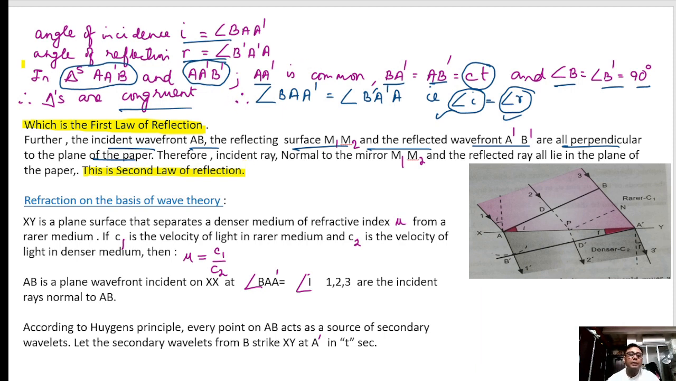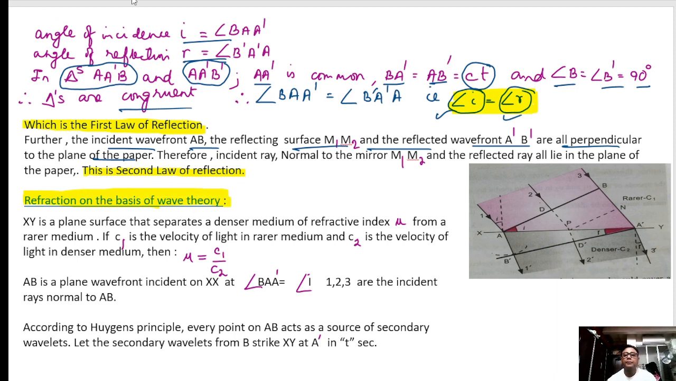So here we are able to prove that angle I is equal to angle R, and that is the point where we can tell that yes, laws of reflection are obeyed when rays are falling on a mirror. Similarly, refraction. Now we have to prove that yes, refraction is also possible. We have to prove now that on the wave theory, refraction of light is also possible.